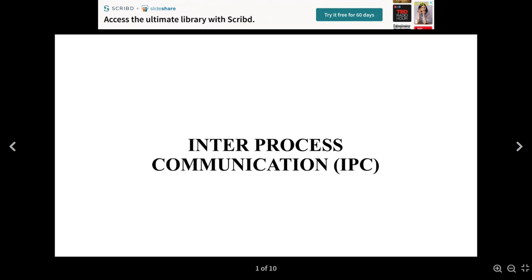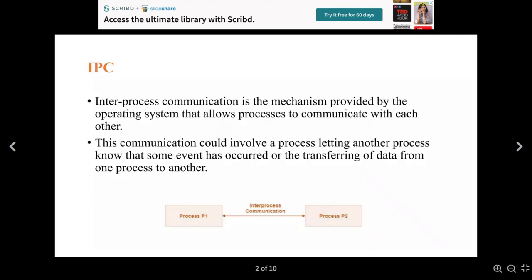Now moving on to the concept, let us see what is inter-process communication. This term may be new to you, but as we have already discussed in the previous video, we covered how a process is created and what are the different states that a particular process should move through from the starting state to the termination state. Now let us see what is inter-process communication.